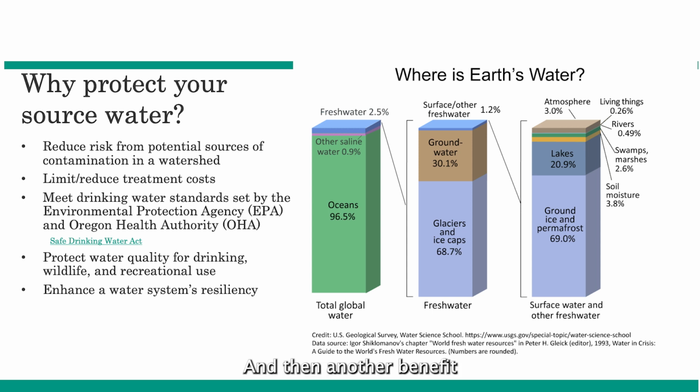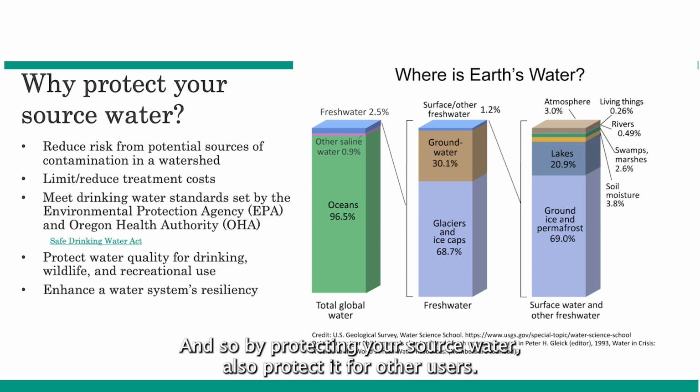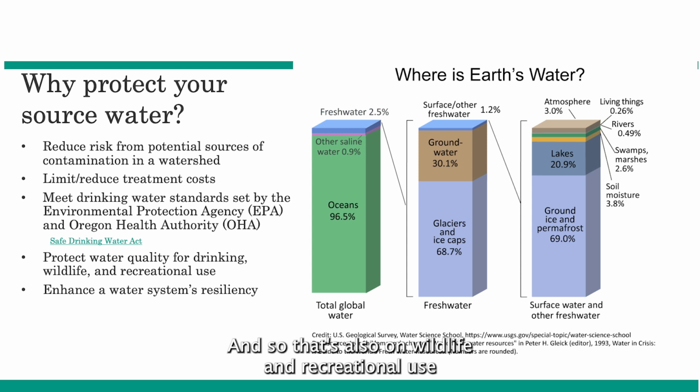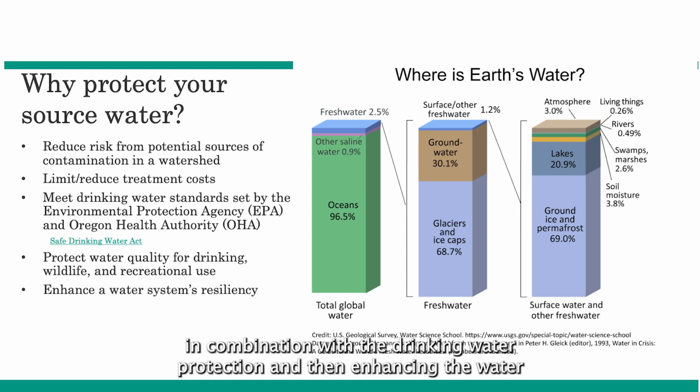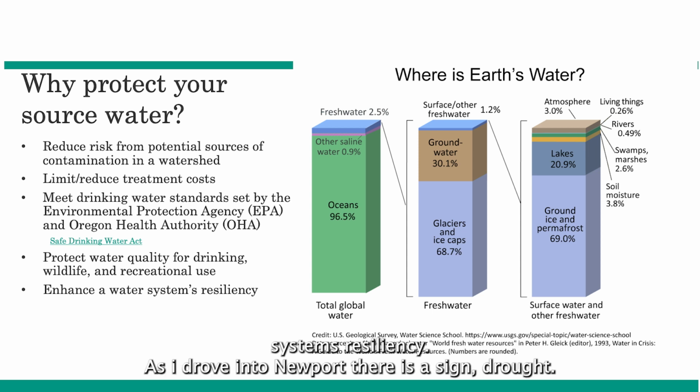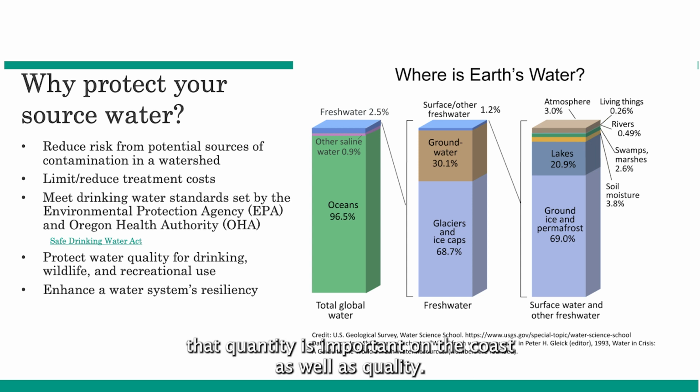And then another benefit, as we all told each other, is that we're all outdoor users. By protecting your source water, you also protect it for other users. That's also wildlife and recreation use in combination with your drinking water protection. And then enhancing a water system's resiliency. As I drove into Newport, there's a sign, drought, right? We all need to be mindful that quantity is important on the coast as well as quality. So how do we build a system's resilience when it comes to drinking water protection?